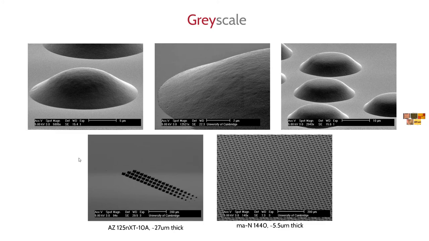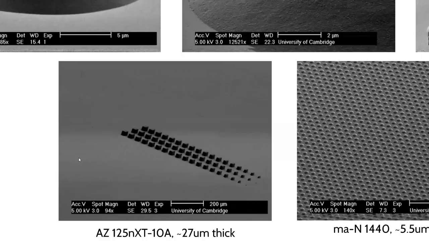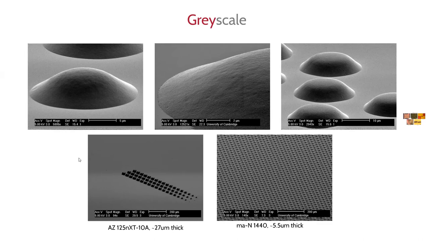This image here shows an array of rectangular structures receiving different grayscale doses. The grayscale level goes up from right to left, and so does the thickness of the element. Finally, the bottom right image shows that we can easily cover large areas with closely packed microlenses.